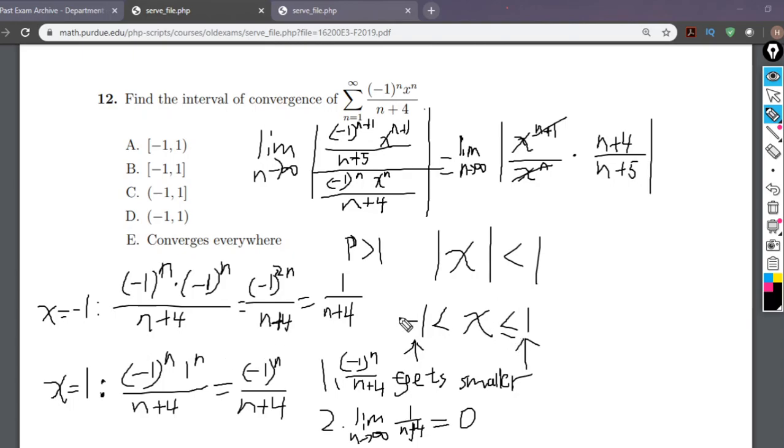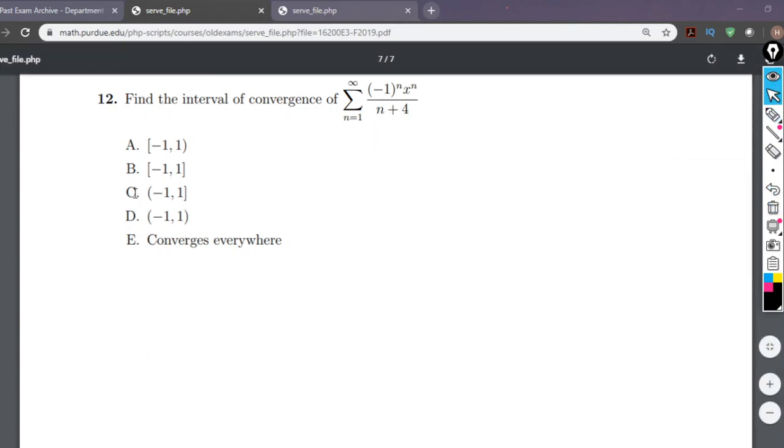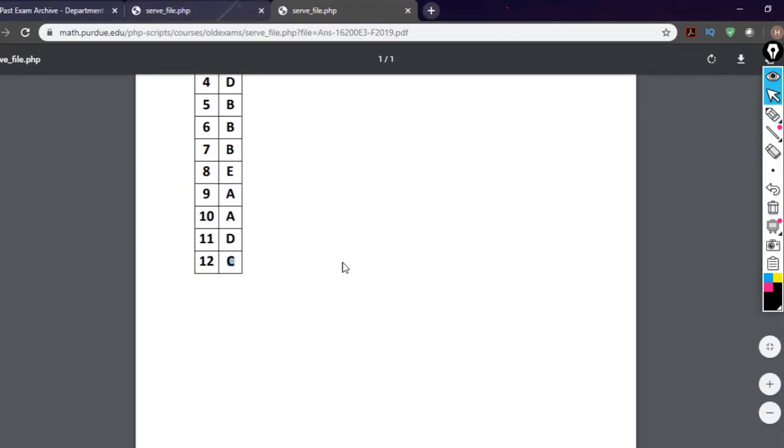So 1 is one of the included values. So 1 will have a square bracket here, and then this will be just parentheses, so it will be C. And we can see that 12 is C.